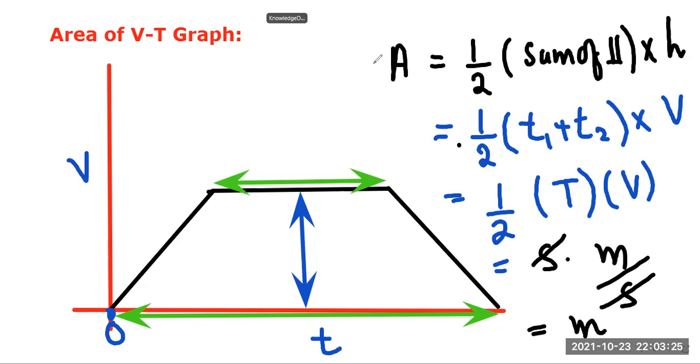Meter is the unit of what? Sir, meters per second, only meter. Distance, sir. Only meters. So meter is distance. It means whenever you calculate the area of velocity time graph, this is the distance traveled by the object.